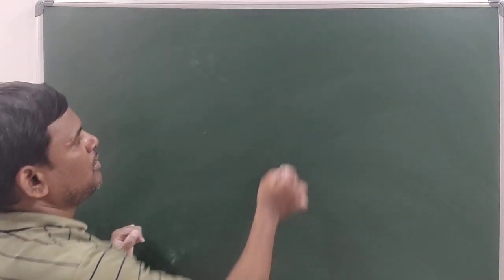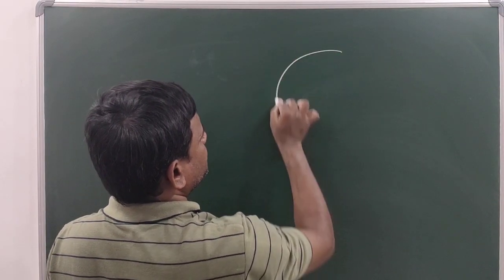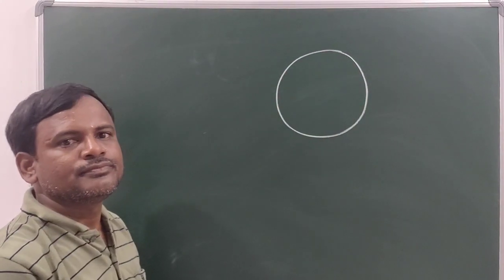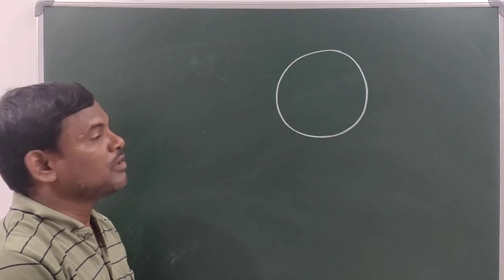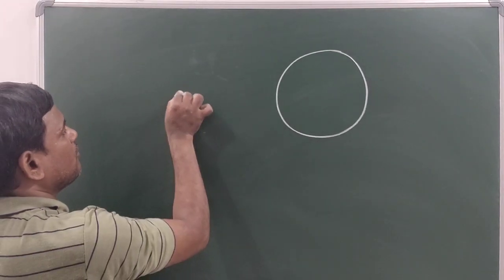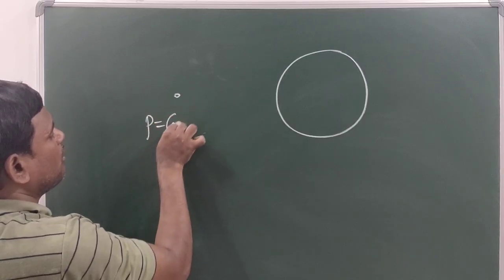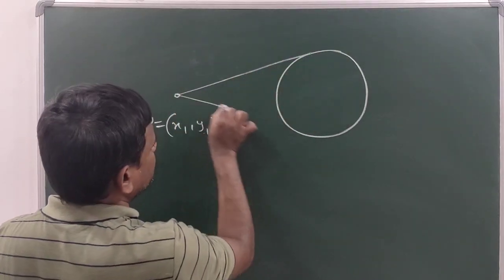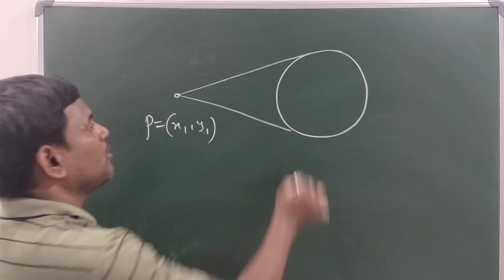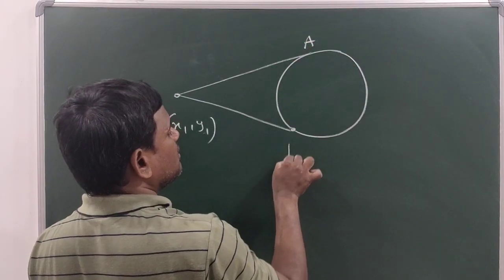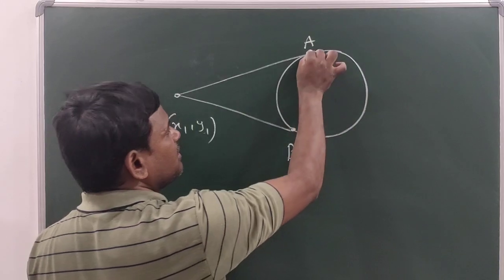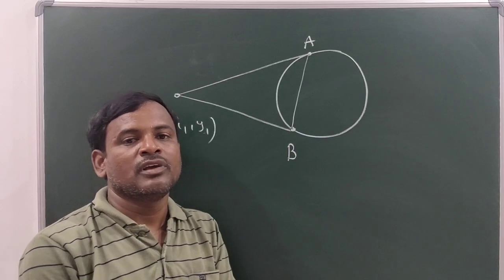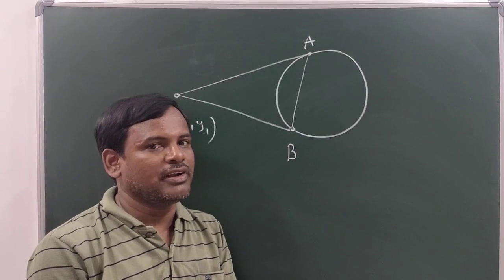Next, see here. Let us go to chord of contact. What is the meaning of chord of contact? Here one point P is there, whose coordinates are x1 comma y1. From this point to this circle, we can draw two tangents which are touching the circle at two points. Connect this A and B. Okay. So what is formed here? A chord, that is called chord of contact.